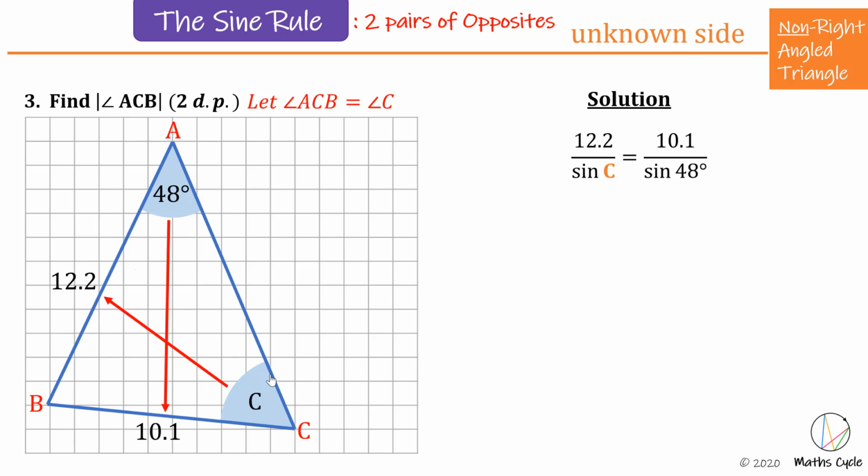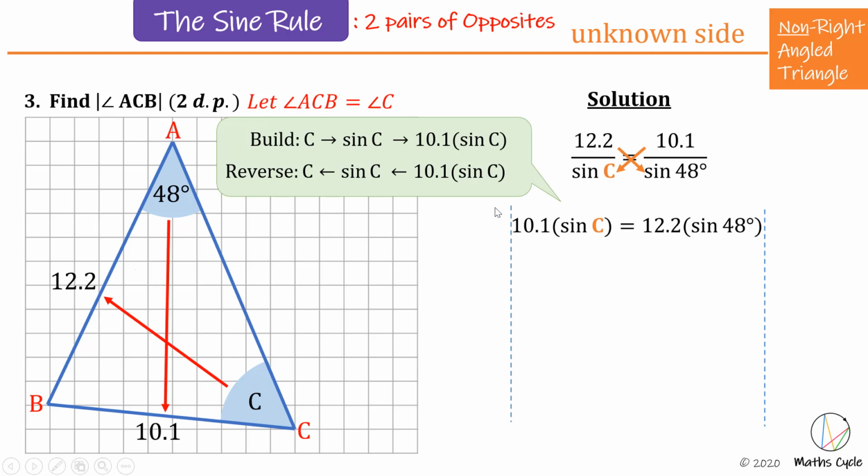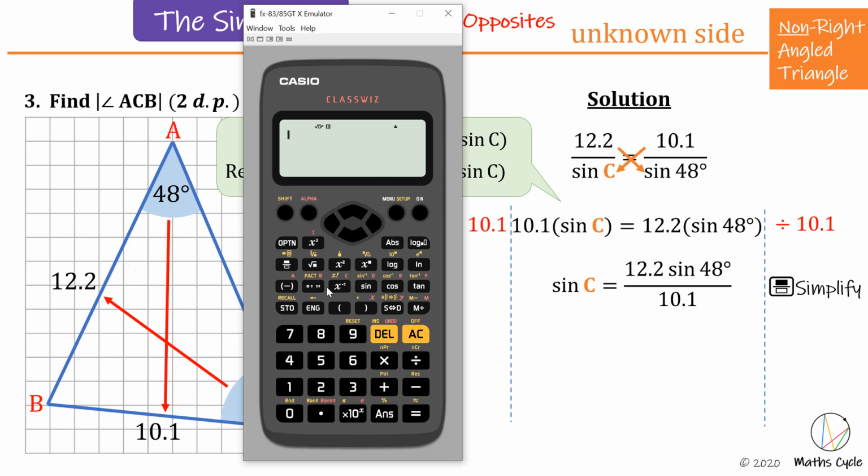One ratio equal to another ratio means we can cross multiply. So we have 10.1 multiplied by the sine of c equals 12.2 multiplied by the sine of 48. So first of all, the sine of c is multiplied by 10.1, so the reverse of multiplying is divide. So divide both sides by 10.1. So they cancel each other off, and on the left hand side I have the sine of c equals 12.2 sine 48 all over 10.1. So let's stop here to simplify. So we have the ratio of 12.2 times the sine of 48, close bracket, down arrow, divided by 10.1.